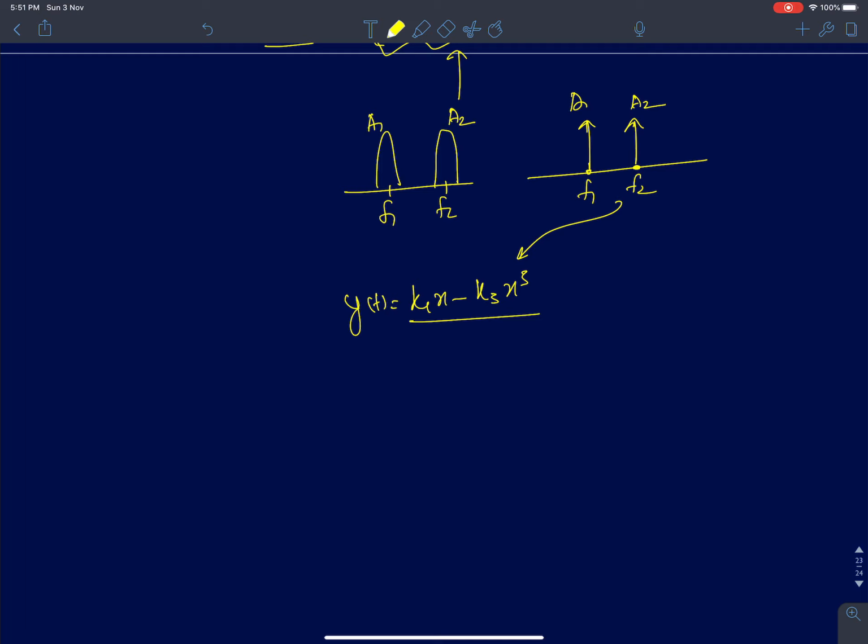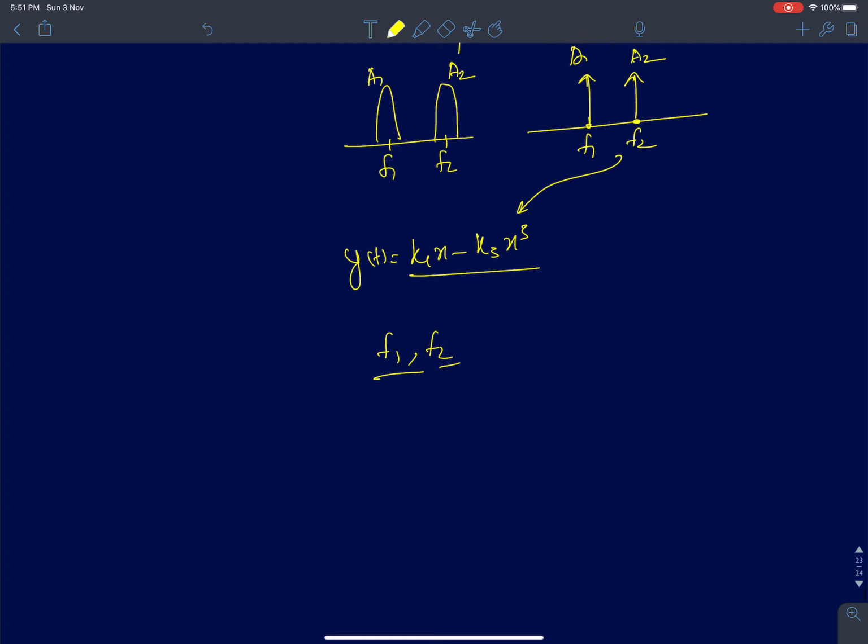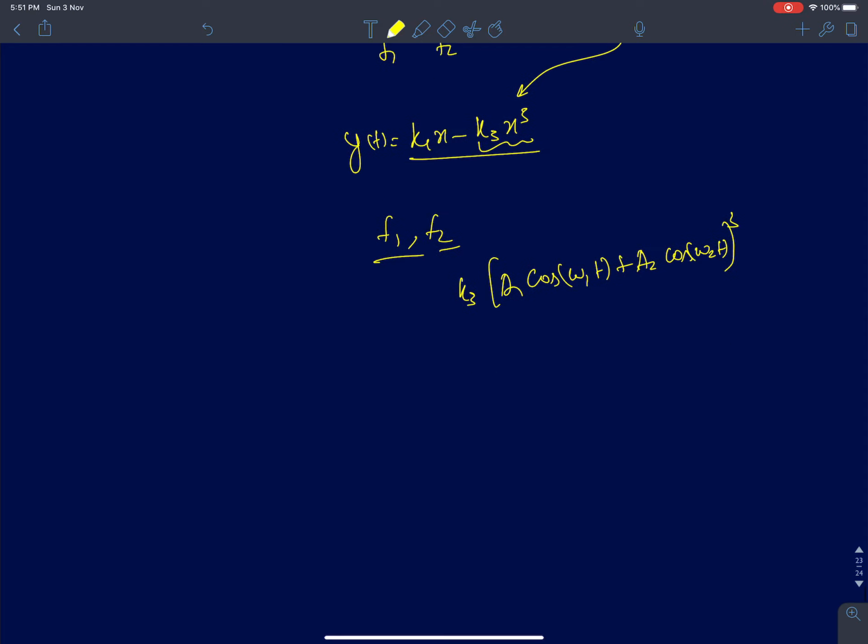So first term is K1x, so I'm going to obviously get F1 and F2, multiplied by K1. Now this term, when I'm going to cube them, I'm actually taking two signals. I'll write it as A1 cos omega 1t plus A2 cos omega 2t, the whole cube of this, into K3. Now there is going to be a cube term, so you will have the first term cubed, second term cubed.